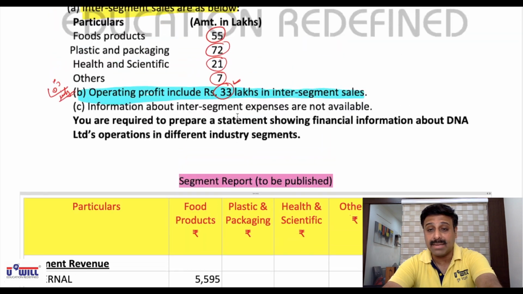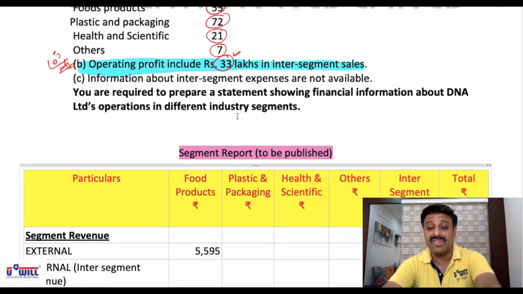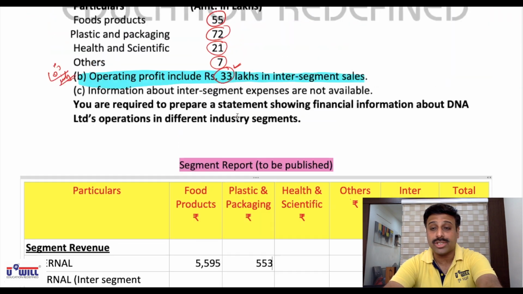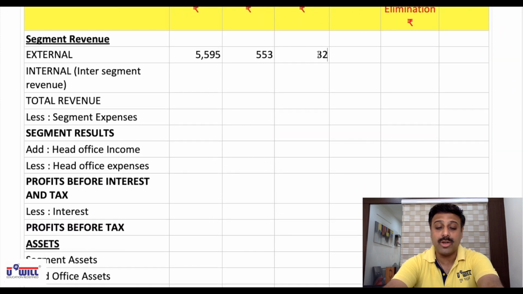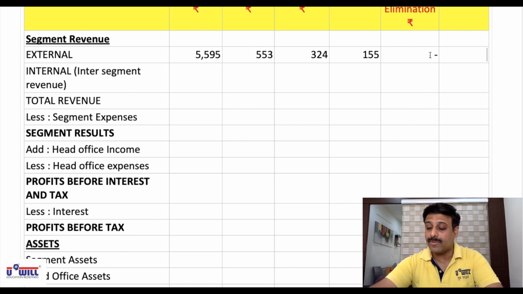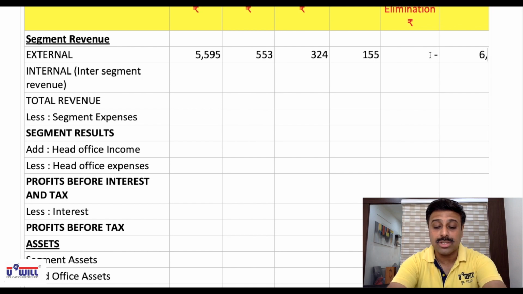Then plastic and packaging is 553. Okay, we have already done the calculation. Then 324 and 155. Okay, so external total revenue, all of you do it. 5595 plus 553 plus 324 plus 155. That comes to 6627.